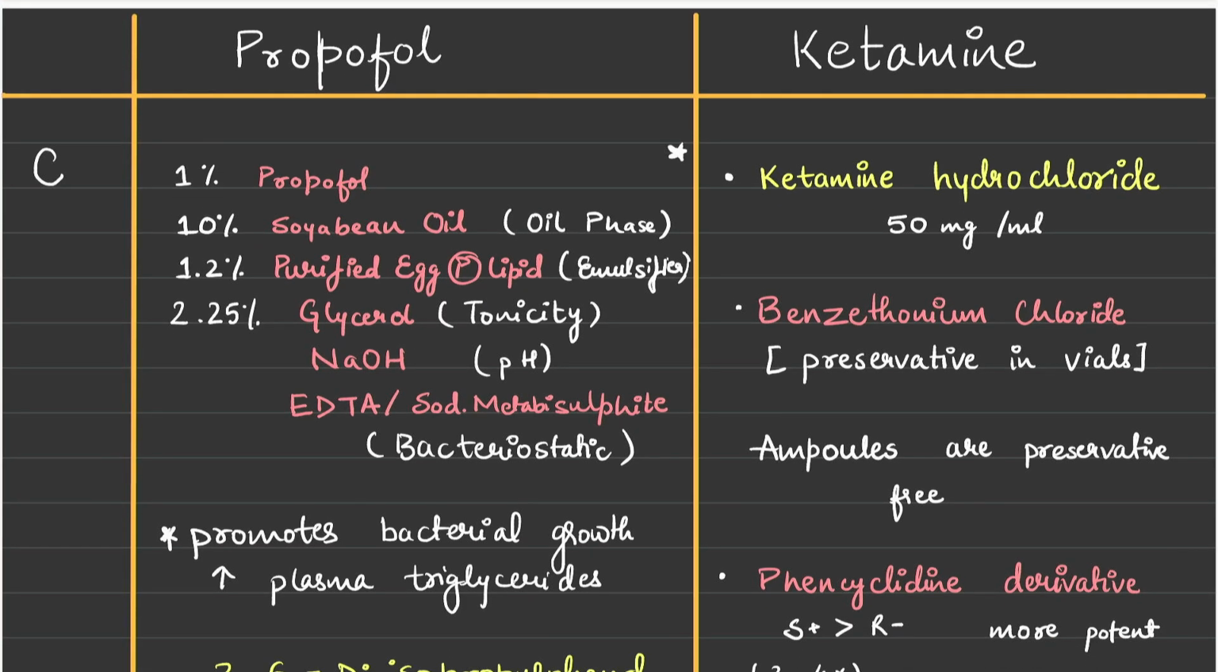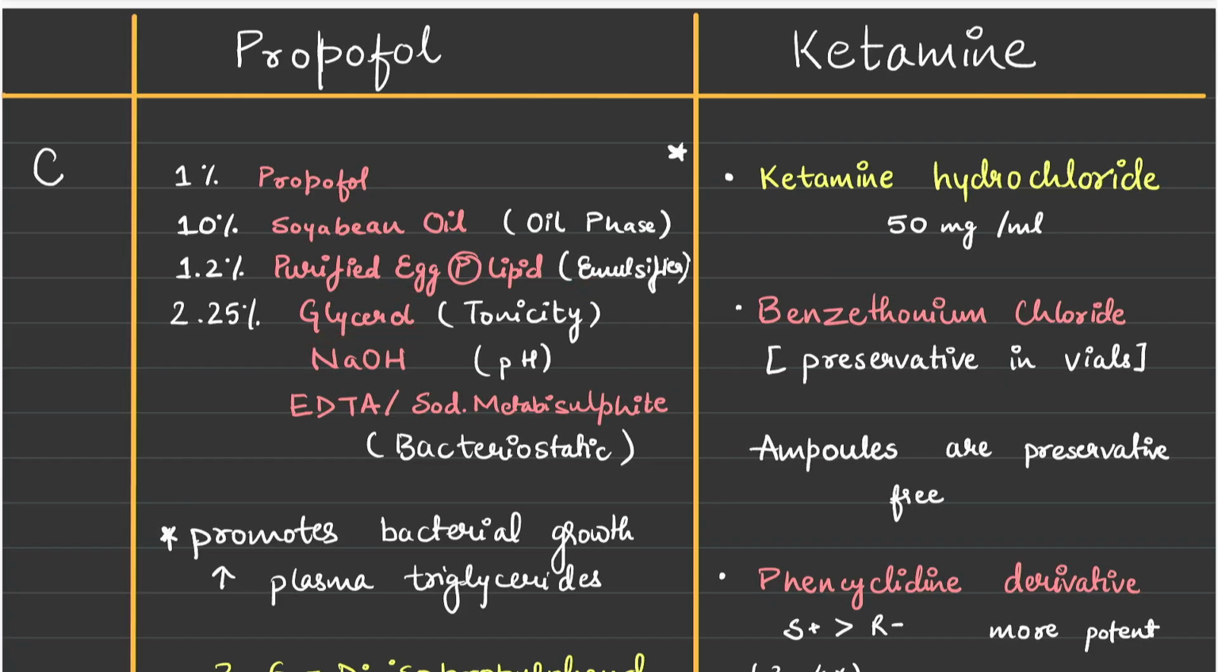If we talk about Propofol, the chemical composition of Propofol is this. It includes 1% Propofol, that is 10 mg per ml Propofol. We have 10% soybean oil, which provides the oil phase to the composition. Then 1.2% purified egg phospholipid, which acts as an emulsifier. E for egg, E for emulsifier. That way you can remember.